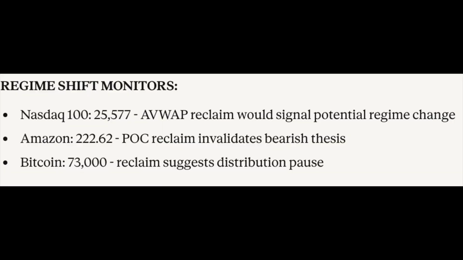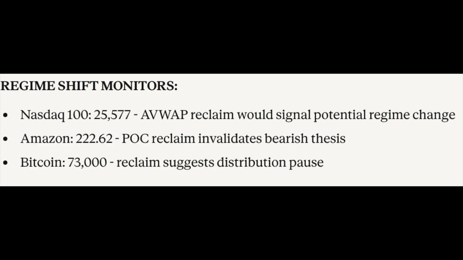So right now we have mixed regime conditions, S&P bullish, Nasdaq bearish. This means selective positioning, not broad directional bias. So I'm long quality growth like ARK, while short mega cap tech like Amazon and Bitcoin. And this isn't market timing, this is structural reading. So today we are looking at some critical levels that I'm watching. The regime shift monitors. Nasdaq 100, the 25,577 AVAP reclaim would signal potential regime change.